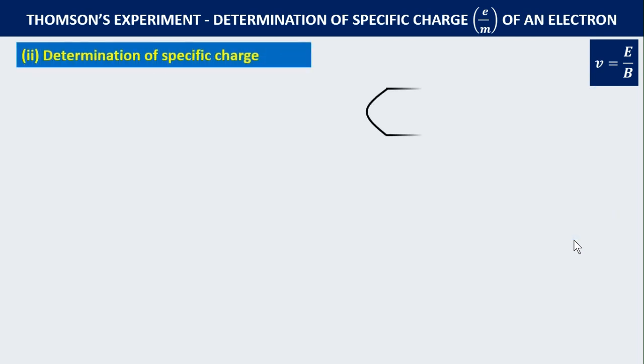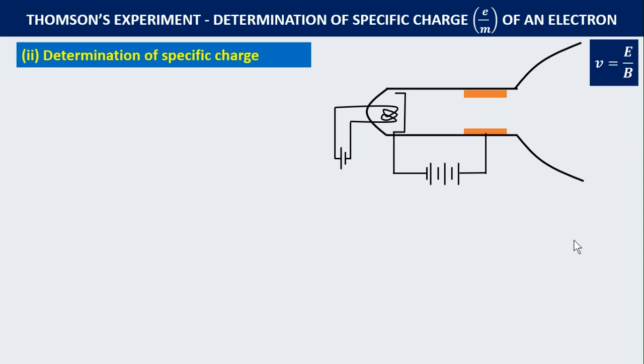Determination of specific charge. Here you have the accelerating cathode and anode system. The electron is accelerated through the pinhole.